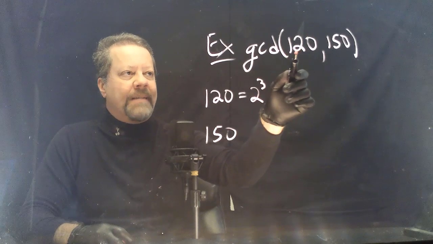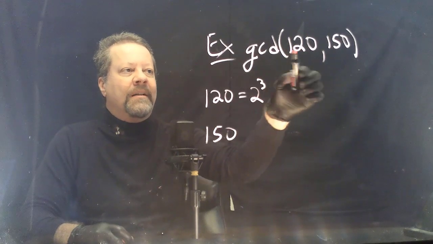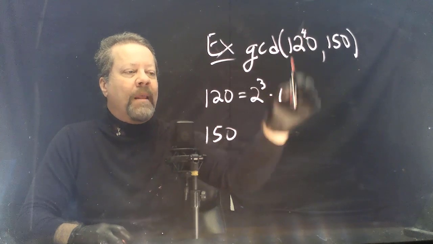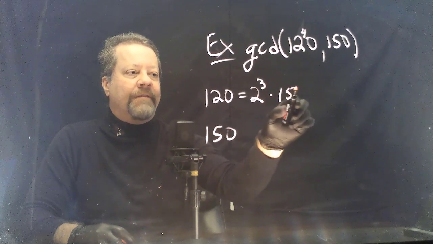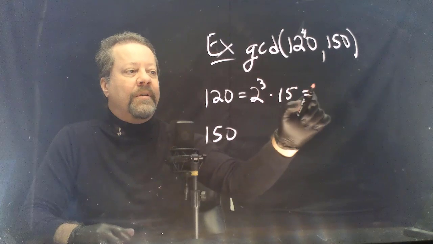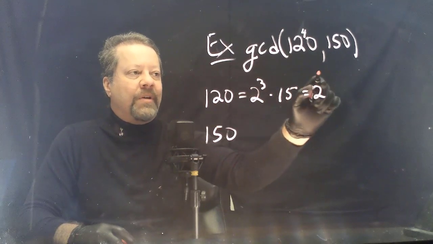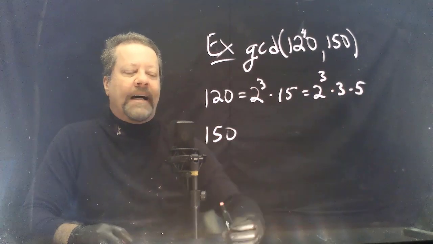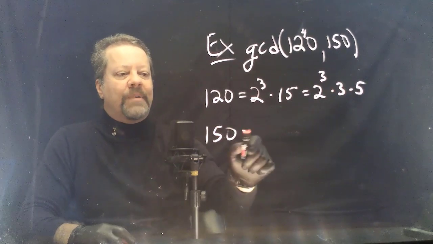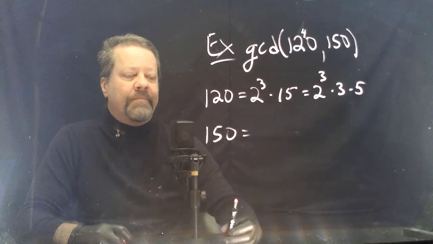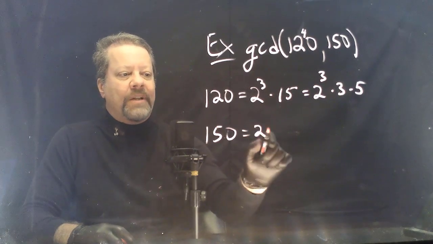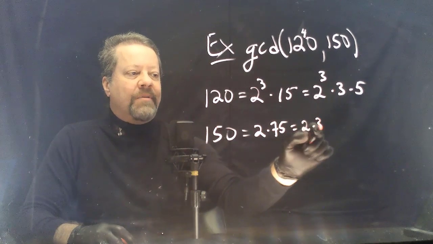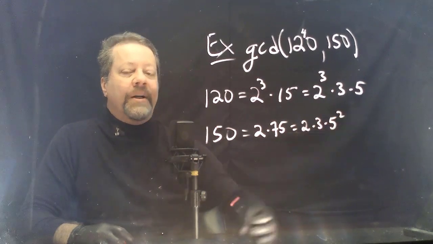How many times does 8 go into 120? It goes in there once with the remainder of 4, and it goes into 40 5 times. So the prime decomposition is going to be 2 cubed times 3 times 5. Now, what's the prime decomposition of 150? Well, it's 2 times 75, and that's 2 times 3 times 5 squared.